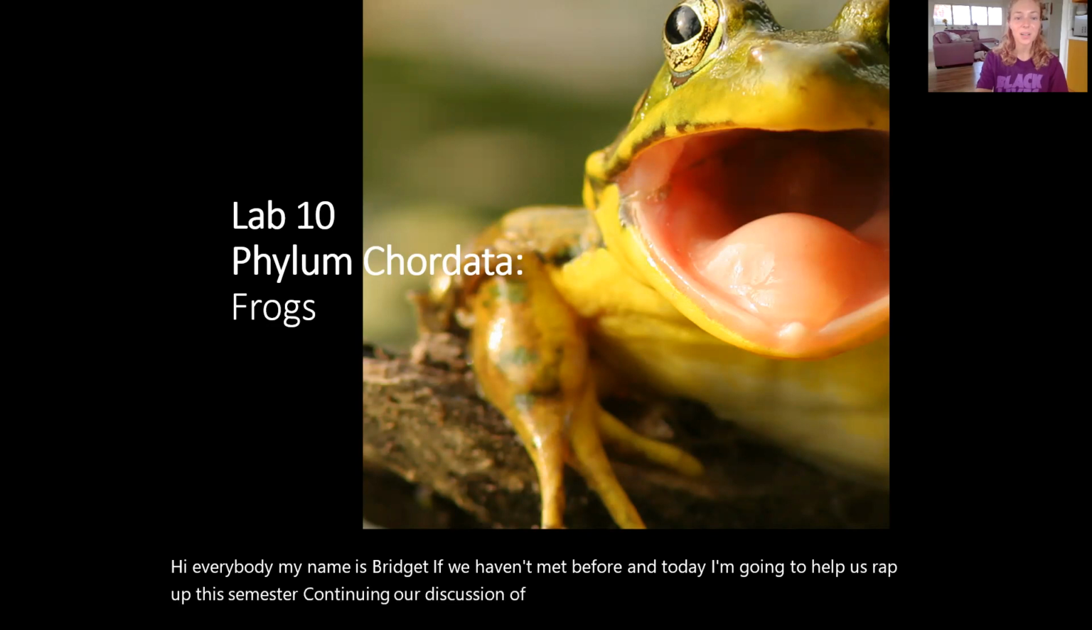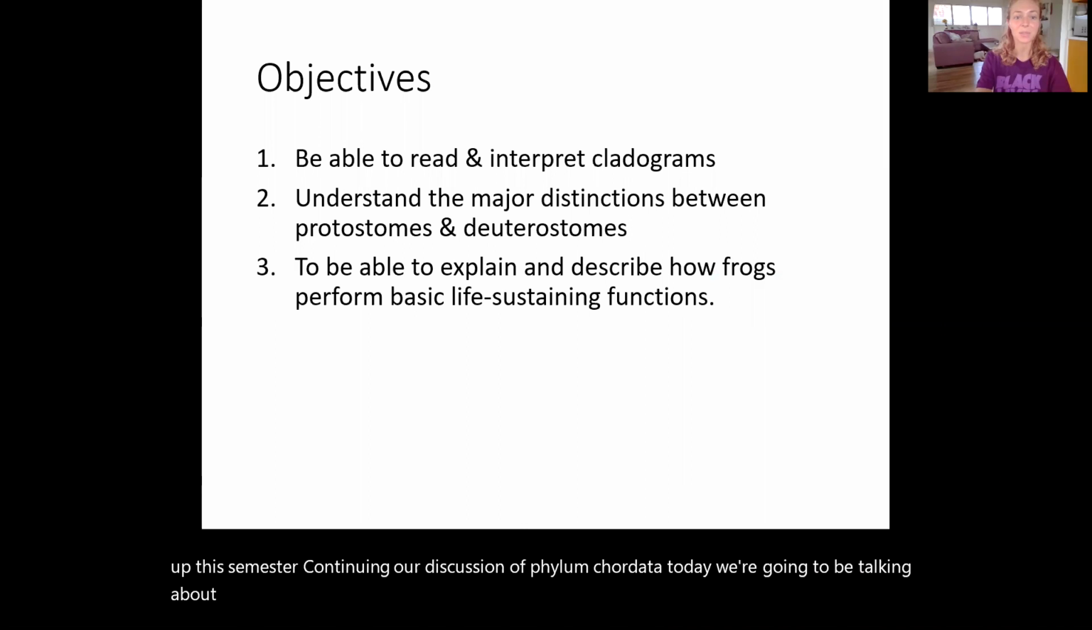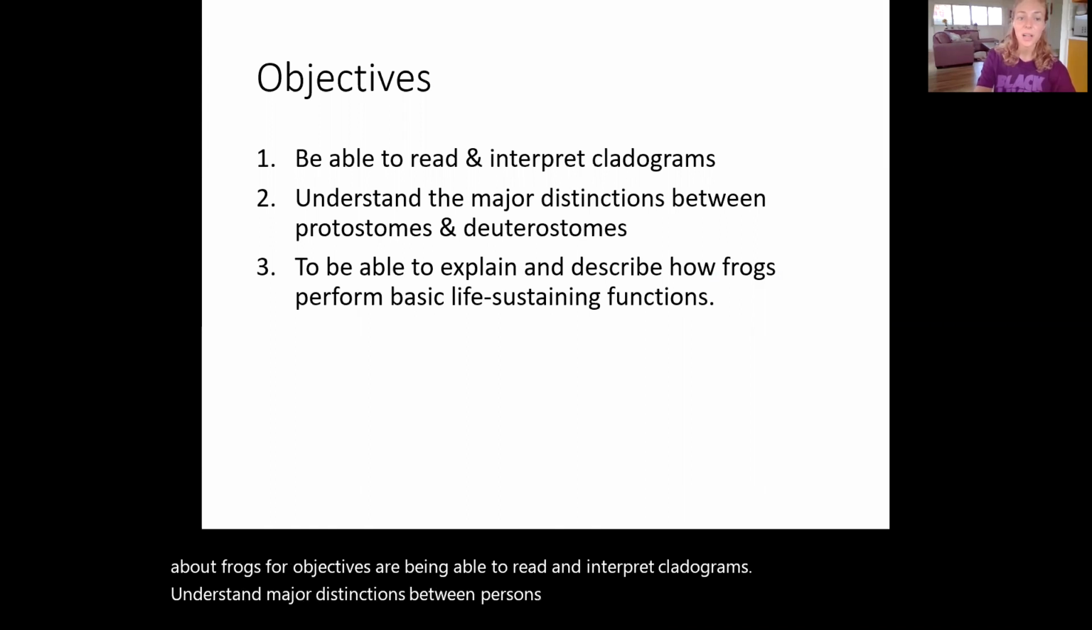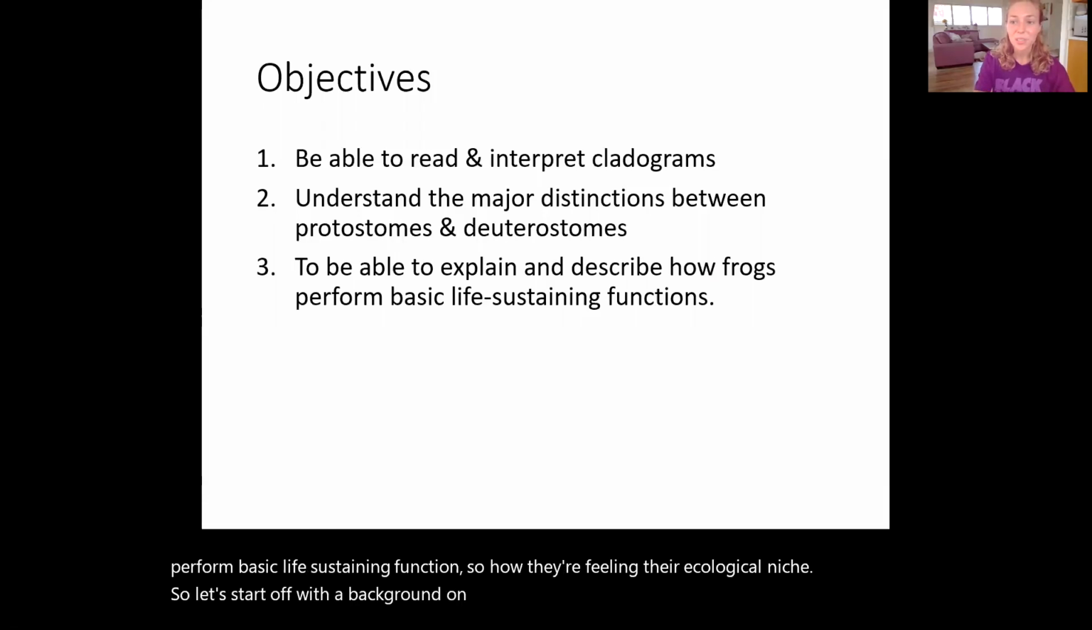Today we're going to be talking about frogs. So our objectives are being able to read and interpret cladograms, understand major distinctions between protostomes and deuterostomes, and explain how frogs perform basic life-sustaining functions, so how they're filling their ecological niche. So let's start off with a background on cladograms, protostomes and deuterostomes, and chordate characteristics.